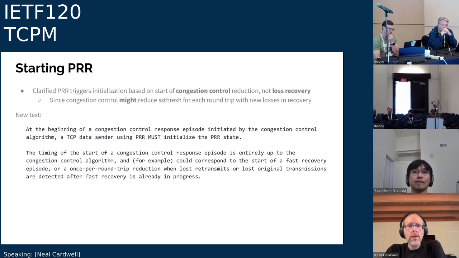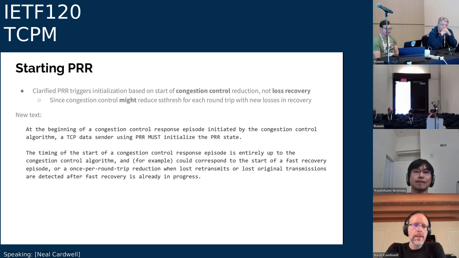The main motivation here was that within a given loss recovery episode, congestion control might actually decide to make several reductions in its sending rate, that is, several reductions of SS thresh. And for the behavior to make sense, each of those reductions in SS thresh would need to reinitialize the PRR state machine so that you get the correct behavior. So we just wanted to clarify that.